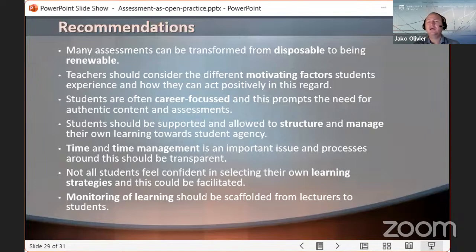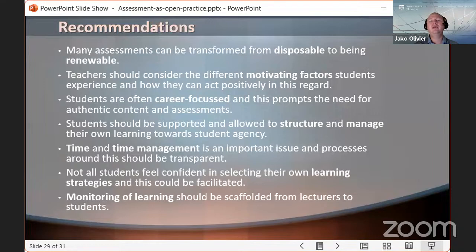Students should be supported and allowed to structure and manage their own learning. So very important, giving them the tools, empowering them, and then letting them run the process. So the assessment itself should be supportive of self-directed learning. Time management, we've seen, is an important issue, especially for our distance students in the research for the two cases I mentioned. But not all students feel confident in selecting their own strategies, and that should be facilitated.